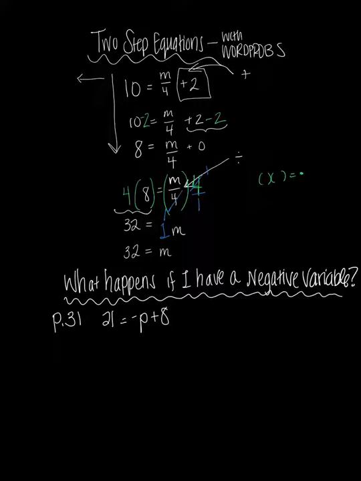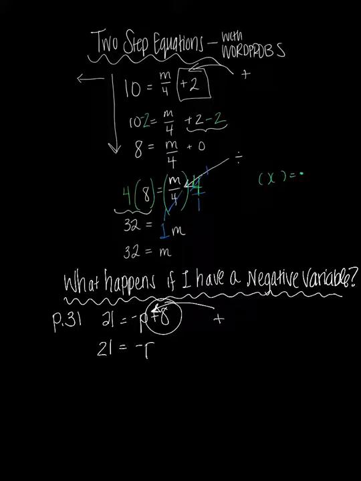All right, so far you've looked at things that have a positive variable, but what happens if I end up solving a two-step equation and I have a negative variable? Like here, I'm going to end up with a negative p. Notice that the primary operation I'm doing here is addition, so the opposite of addition is subtraction. All right, so I'm going to end up subtracting my 8, my constant there.